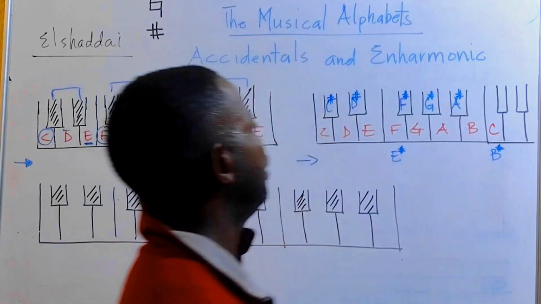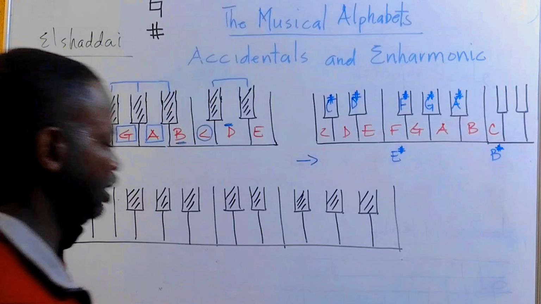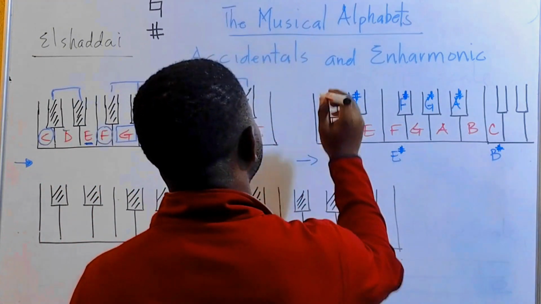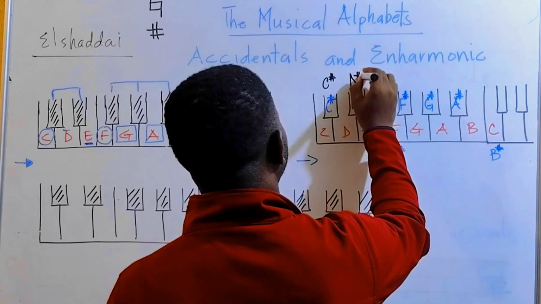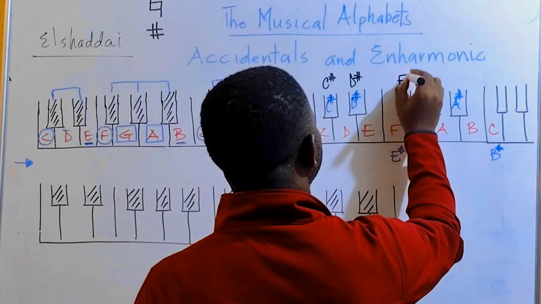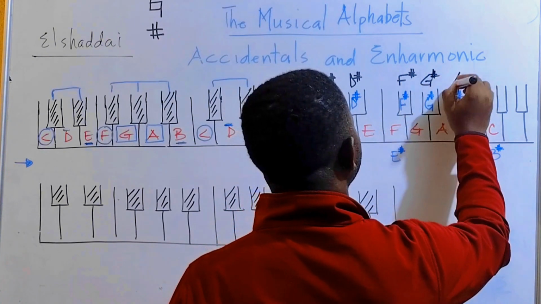So we have 5 black sharps and 2 white sharps. The 5 black sharps are C sharp, D sharp, F sharp, G sharp, and A sharp.